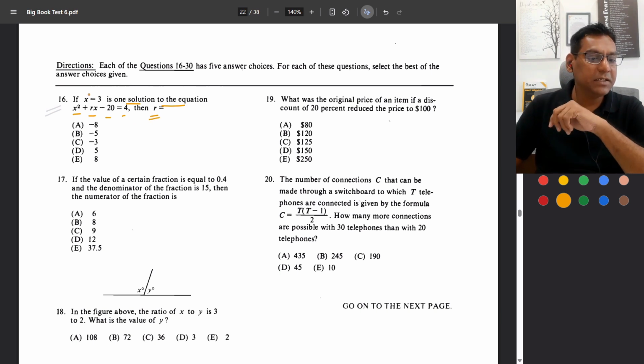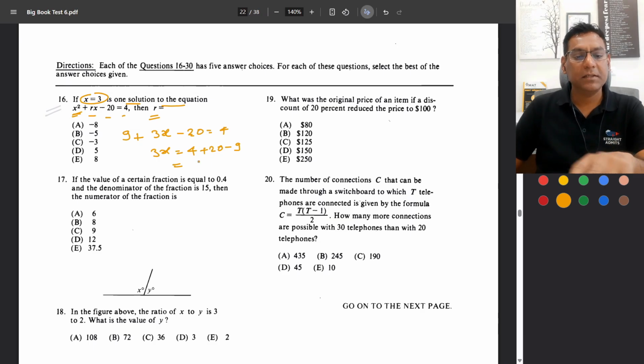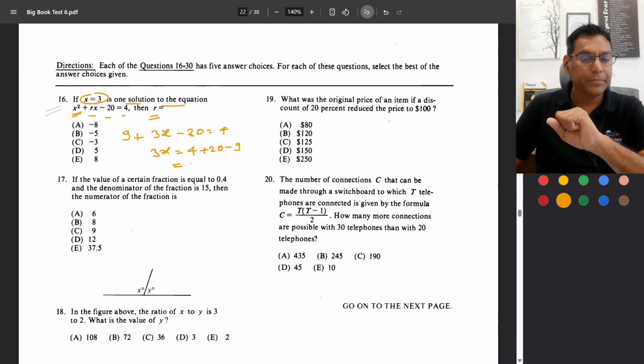Okay, simple. X is equal to 3. Let's write this. X square is 9 plus rx, so that is 3r minus 20 is equal to 4. This is the solution, right? So the equation has to make sense. So what do I get? So 3r is equal to 4 plus 20 minus 9. That means 24 minus 9 is going to be 15. 3r is equal to 15. R is equal to 5.